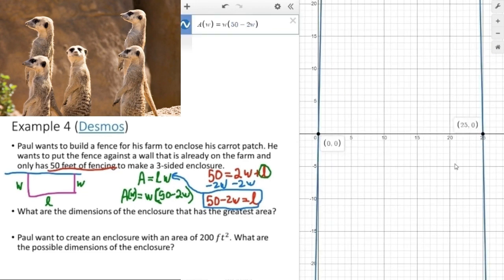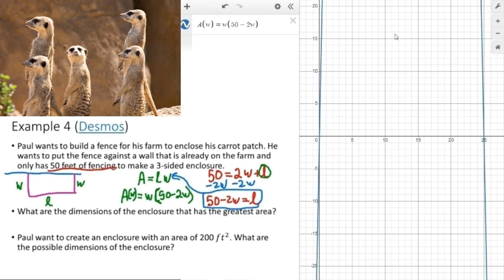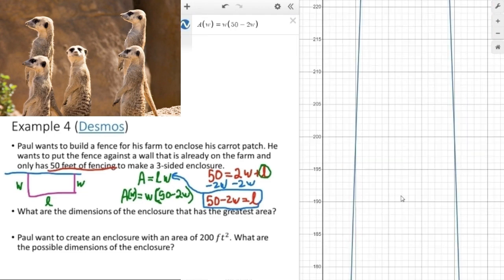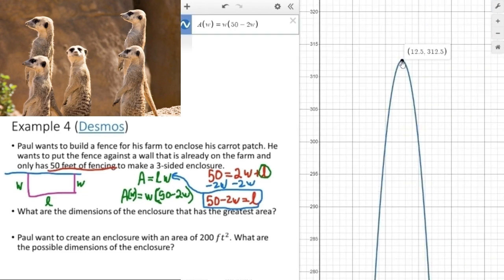Now, how does this help me figure out where we have the greatest area? The highest point of our parabola or the lowest point of our parabola will always be in between the x-intercepts. Since I know my x-intercept is 0 and my other is 25, I know my highest or lowest point will be between 0 and 25. Now, seeing how we trace the graph, it looks like both ends are getting closer and closer as we get higher and higher. So I'm just going to keep moving my graph upwards. And we can see now there's our highest point.